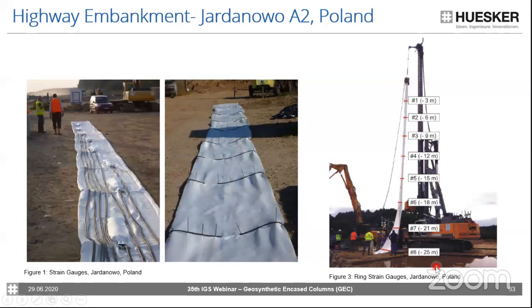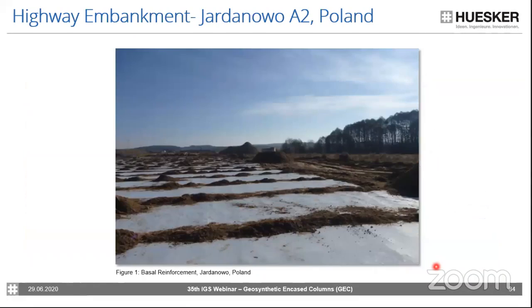So this was really a very great challenge to install the columns in that depth. This is a picture from the basal reinforcement, again, to protect against winds. Just sand has been used to load the textile before the working platform was being installed. And you can also see some installations which also has been used for monitoring.